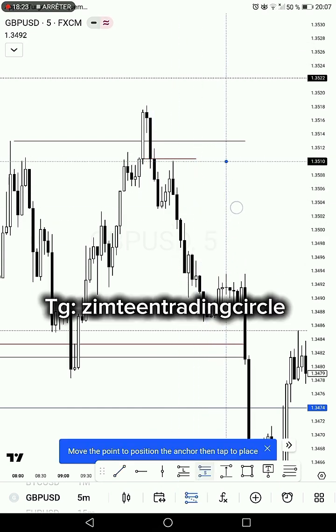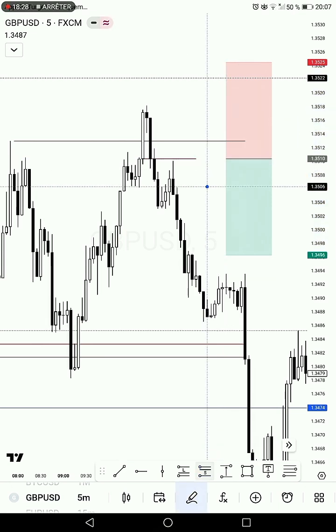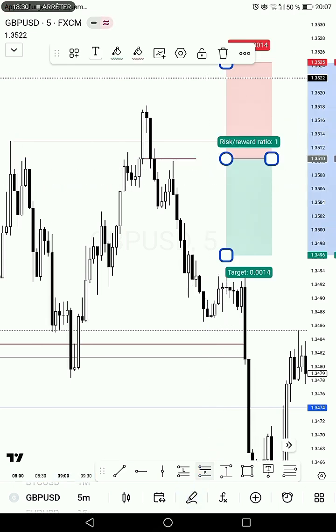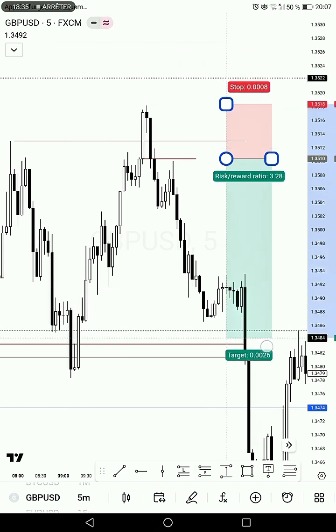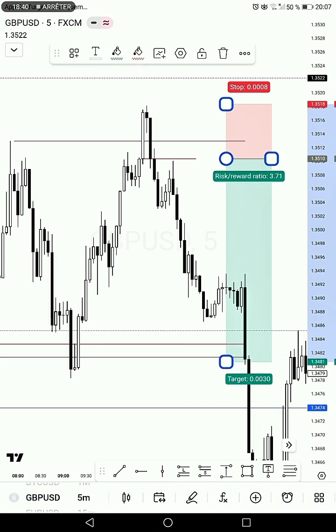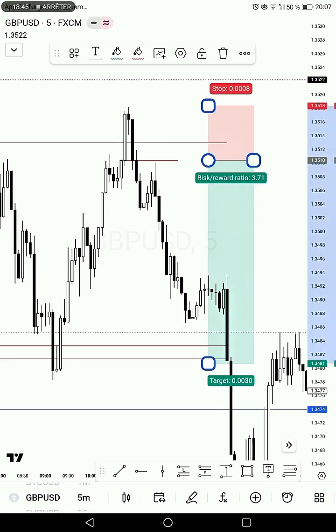Boom, you have an 8 pip stop loss and take profit randomly. Let's just say 30 pip take profit. So in this case, Thursday trade offered a 3RR, let's just say random, approximately 4RR, because 8 pip stop loss and 30 pip take profit. And you can see how you can grow your $10 very easily in this week.